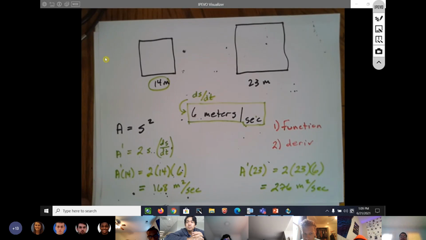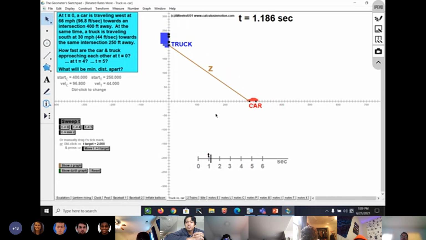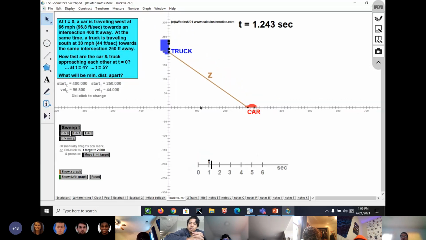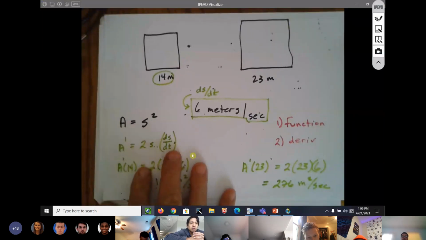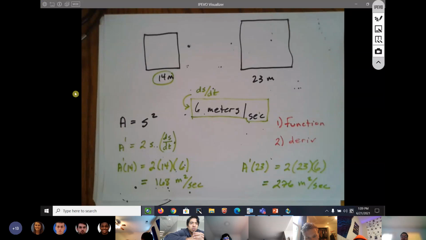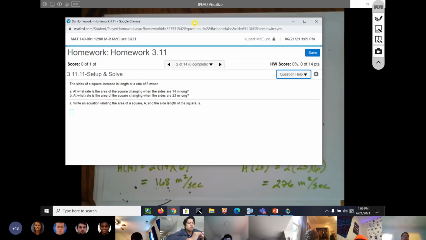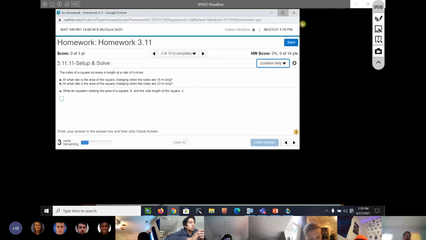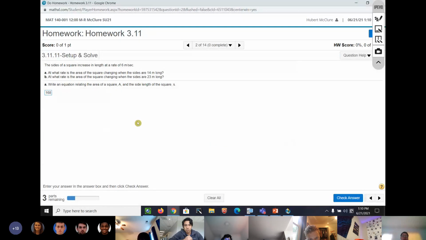So just think of this thing that I was using right here. Think of a square right here, and it's increasing to 23, a bigger square. And that's what you're finding. So 168 and 276.